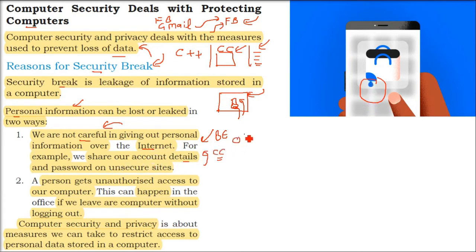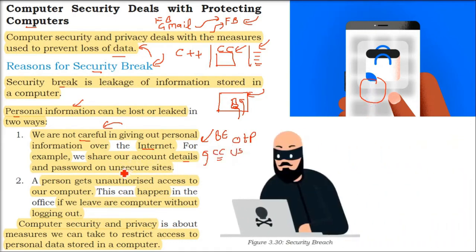We just share our account details, even our OTP, one-time password, or we go to some unsecured site, that is, sites which are made to get your information. So phishing, vishing, smishing, all these attacks, we are not careful. Just because we are not careful, we are subjected to all these adverse situations and our life will be hampered.